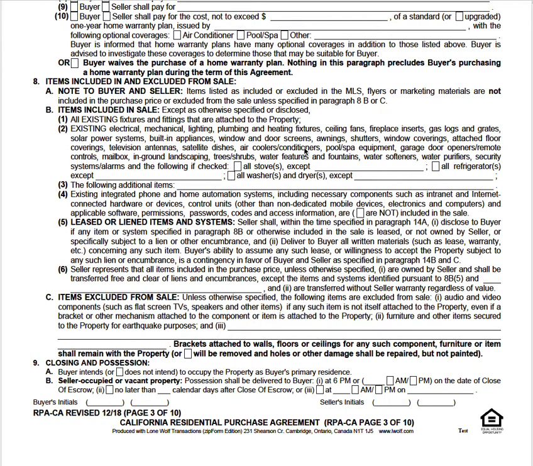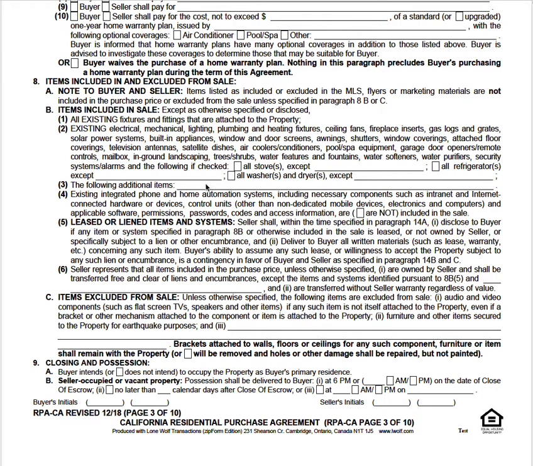This is a list of everything that is automatically included with the sale. If you want the stove, which makes a lot of sense, check this box. And refrigerator, check the box. Washer and dryer, check that box.